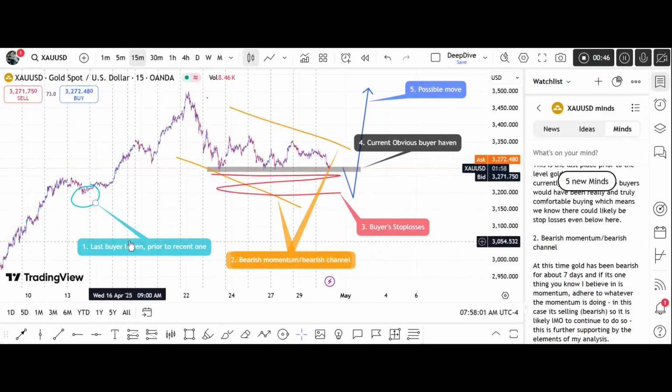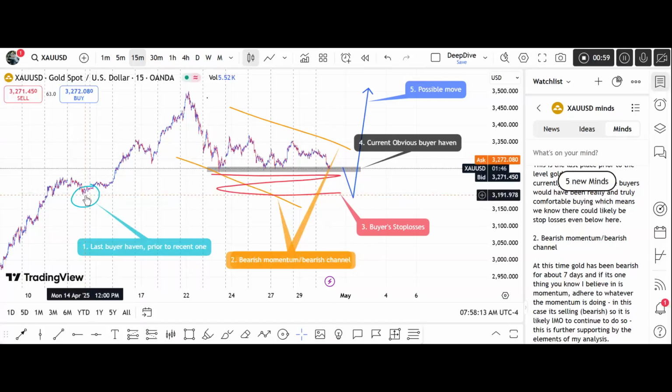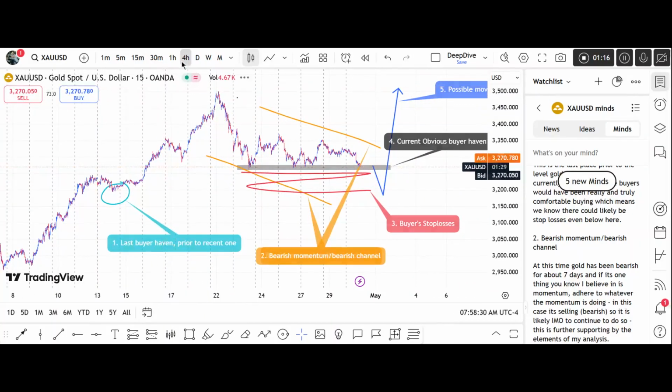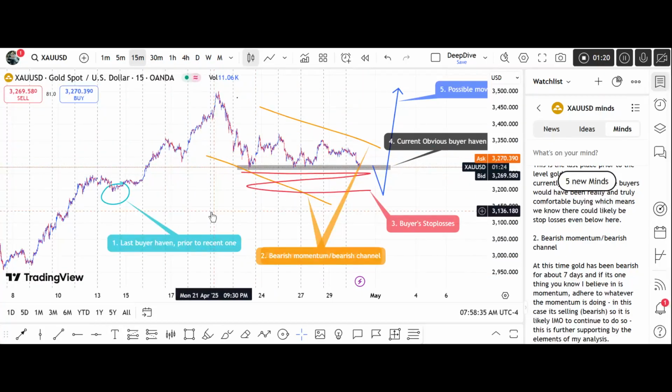Right? So we have the last buyer haven, which is prior to the recent one. Now, what is this? When you compare this to this, which is the current obvious buyer haven, and we'll get here. This is, in my opinion, the last area prior to this that traders were interested deeply in buys on gold. And we know that traders were interested in buys on gold because, I mean, gold was a bullish market. That's clear, right? We know that gold was bullish. If you look to the 4 hour time frame, you know that, listen, gold has been buying ever since, right?